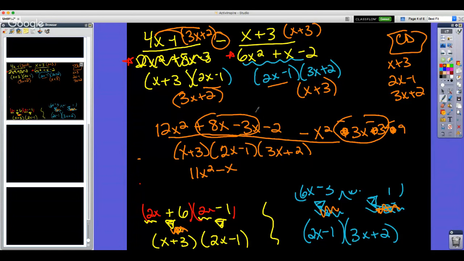Hannah, go ahead. Was the first thing you said 11x squared? Just making sure. Yes, that's correct. Yes, ma'am. And then negative 2 minus 9 gets me negative 9, right? And then after that, we're left with x plus 3, 2x minus 1, and 3x plus 2.